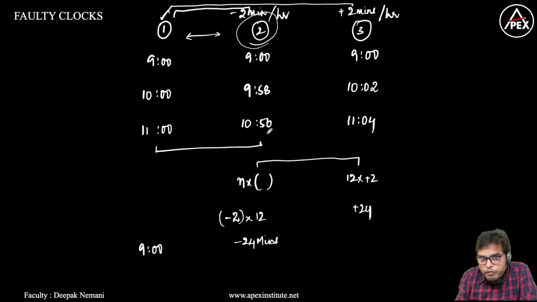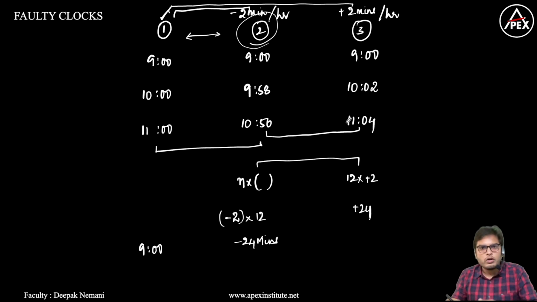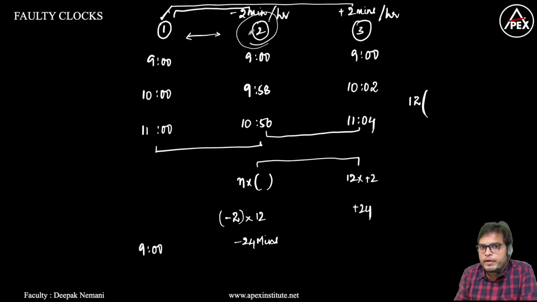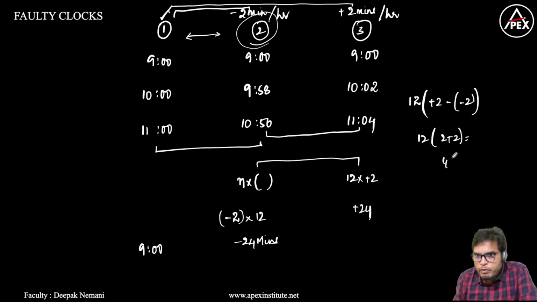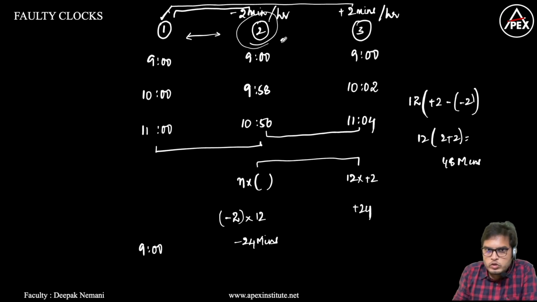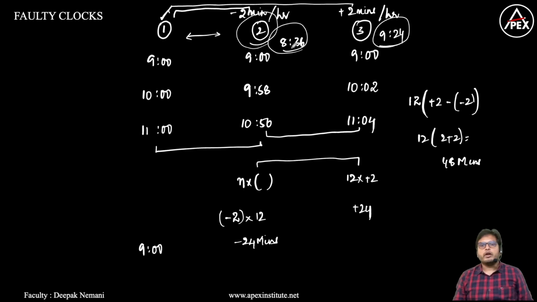Now if you are asked to find the time difference between these two clocks after 12 hours, all you need to do is 12 into, now you need to find the difference between these two rates. Now this is plus 2, this one minus 2. Now minus of minus is plus, so 12 × (2 + 2), which is nothing but 48 minutes. Now if you observe, after 12 hours, this will be showing 8:36 and this will be showing 9:24, and the time difference will be 48 minutes.